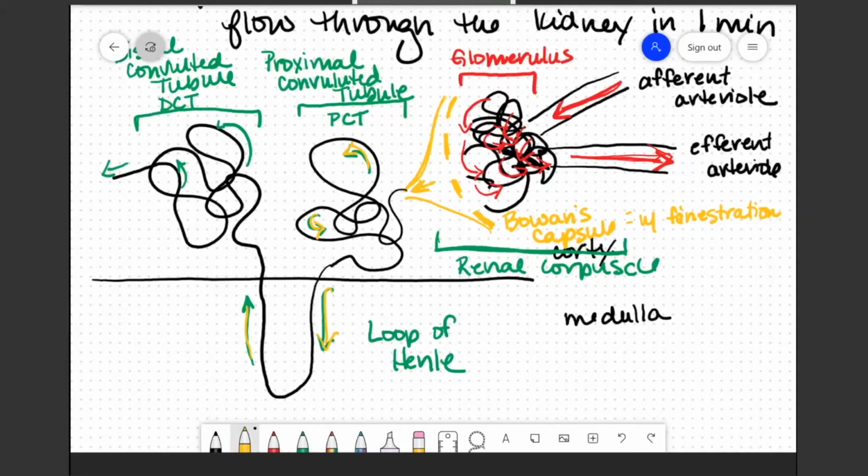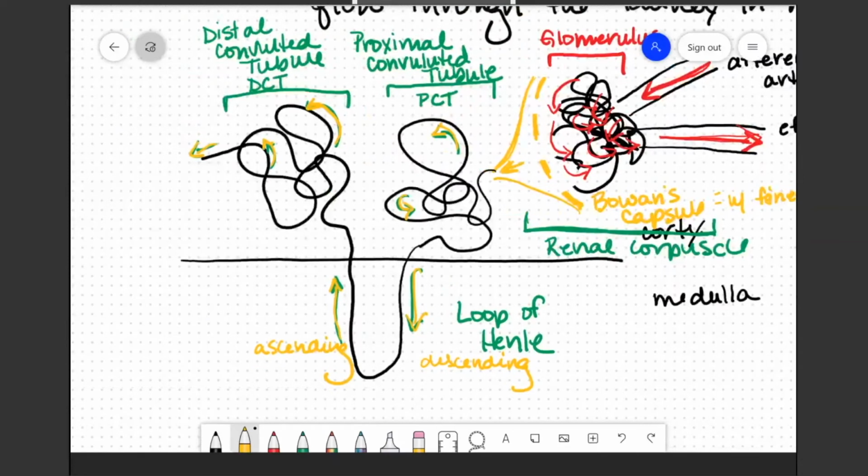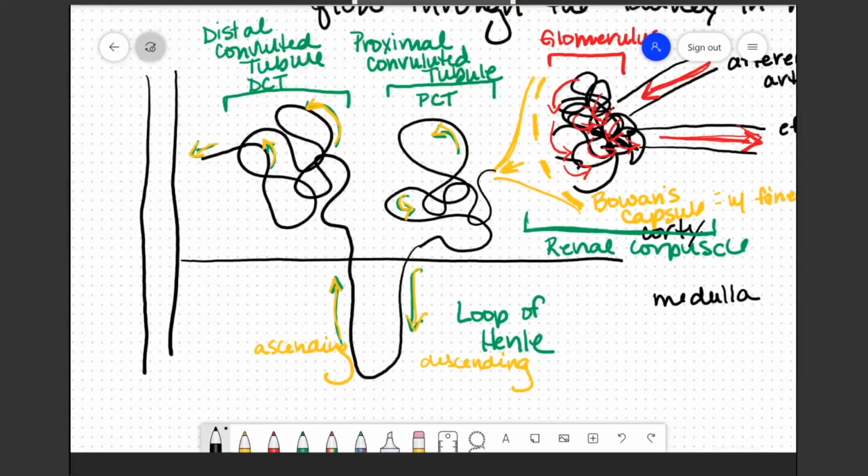I'm sure in lecture you're going to talk a lot about the loop of Henle, but we're just going to name it right now. So this is the direction that the filtrate is going. You'll notice that the loop of Henle is one direction. So this part will be the descending loop of Henle because it's going down. This part will be the ascending loop of Henle because it's going up. And then we have all of this DCT, and it will dump into a general tube that is going to be called the collecting duct.